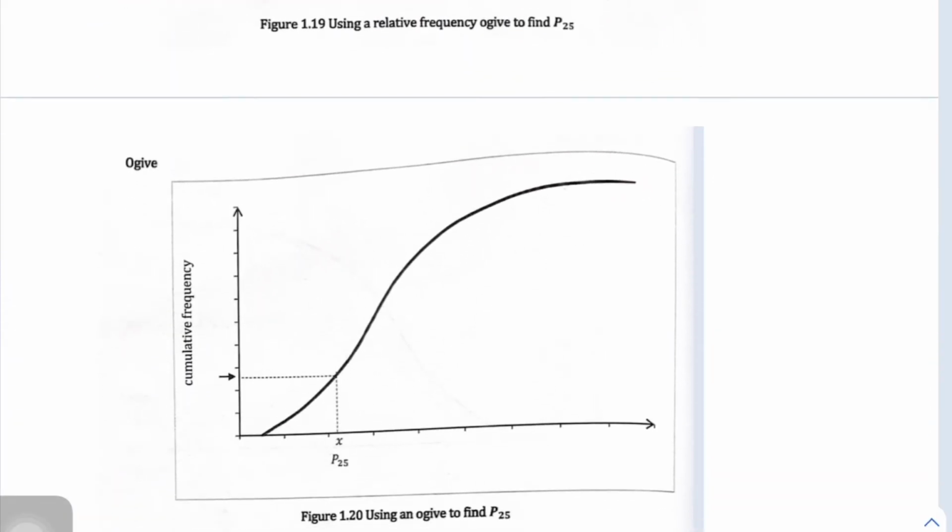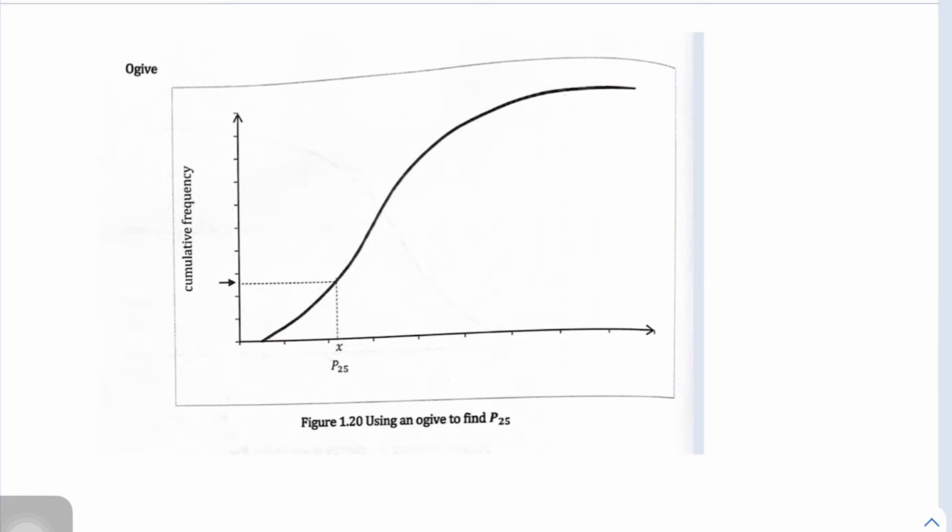If you have the ogive, the normal ogive, the y-axis will be your cumulative frequency. It depends on your total number of data. The highest point on the graph depends on the highest data value. For example, let's say your highest data is 80. So how can you find P25? Let's say the question asks you to find P25 from the given ogive.